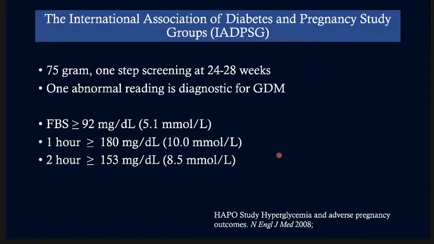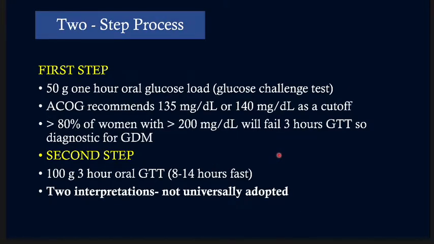In the States, they actually do a two-step approach. The first step is that the patient is not fasting, she comes and takes 50 grams of glucose, and if the reading is 135 or 140 milligrams per deciliter, the patient might need to go for another test, which is the three-hour test, where they give 100 grams of glucose. And 80% or more of women with more than 200 milligrams will actually fail the 3-hour GTT, and they are already diagnosed as GDM after the first step.